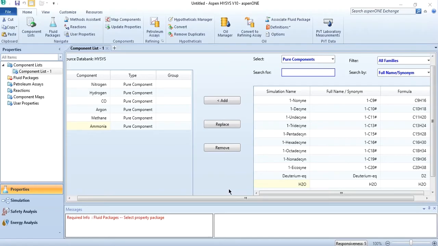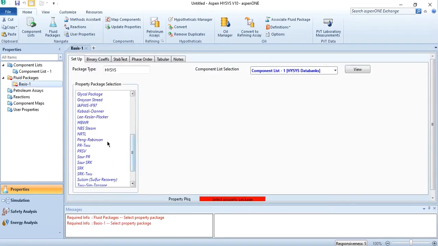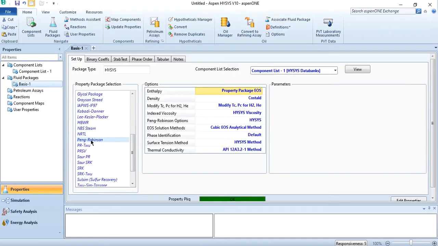As you can see, the components are added: nitrogen, hydrogen. Obviously these two are the main components. CO, argon, and methane are part of it, and ammonia is your final product. In the fluid package, we will select Peng-Robinson. As you know, this system involves reactions, and unlike Aspen Plus, in HYSYS you need to specify reactions in the properties environment, while in Aspen Plus you specify them in the simulation environment.